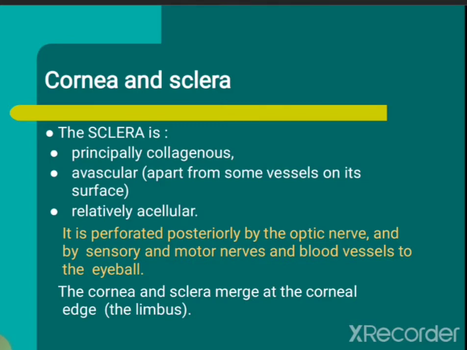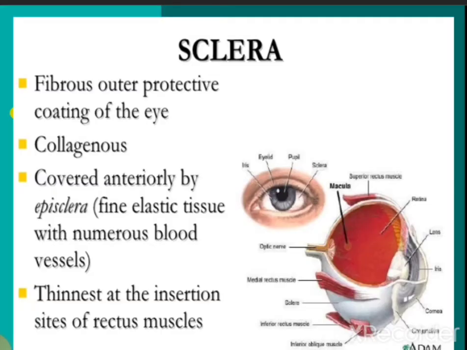So the sclera is collagenous, it is avascular, it is relatively acellular. It is perforated posteriorly by the optic nerve and the sensory and motor nerve fibers and the blood vessels which reach the eyeball. Sclera and cornea merge at the limbus.